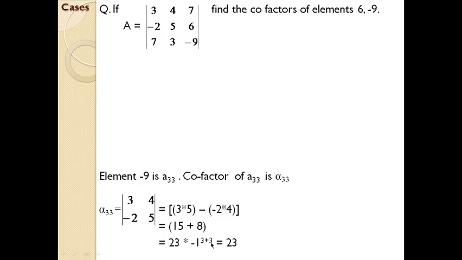And previously I have said that -1 raised to, if you are getting an even number, then the sign will be plus. If you are getting an odd number, the sign will be minus. So -1 raised to 3 plus 3 is 6. So it will be plus 1. So 23 into 1, 23. You need to identify the signs of each item. Okay, next one, you are asked to find the cofactor of an element, in this case 6.